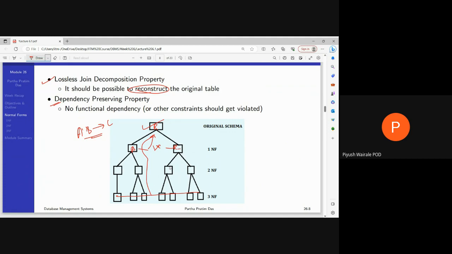Next is the dependency preserving property. No functional dependency should get violated. Suppose AB determines C is a functional dependency in relation R. If you are normalizing till 3NF, this dependency should get preserved. This concept is covered in week 5, dependency preservation, so you can go through it.